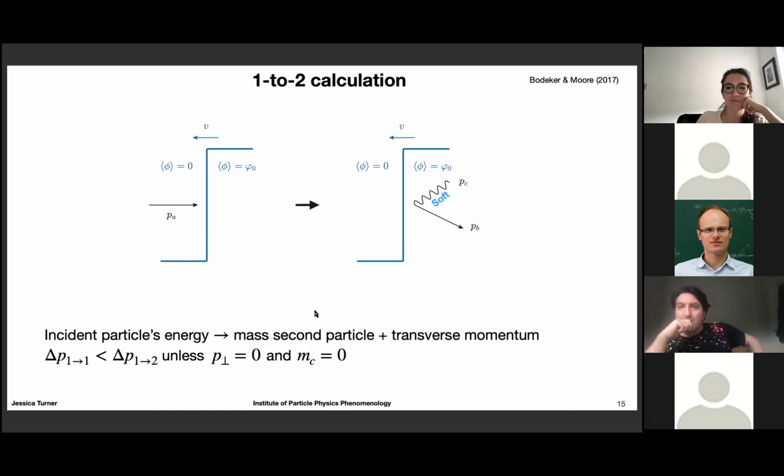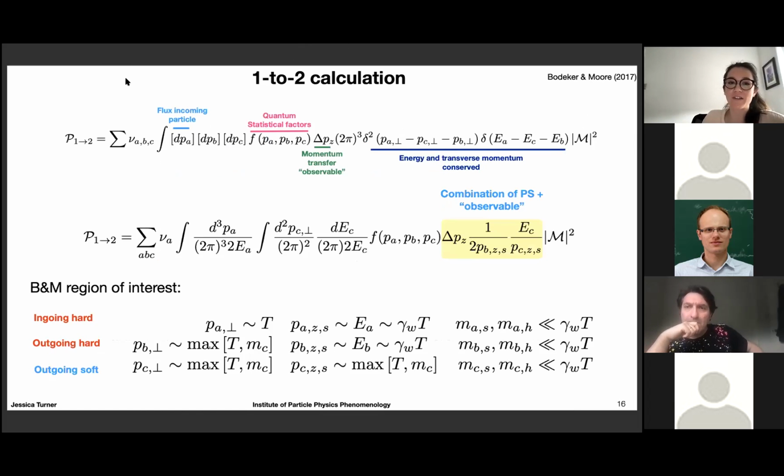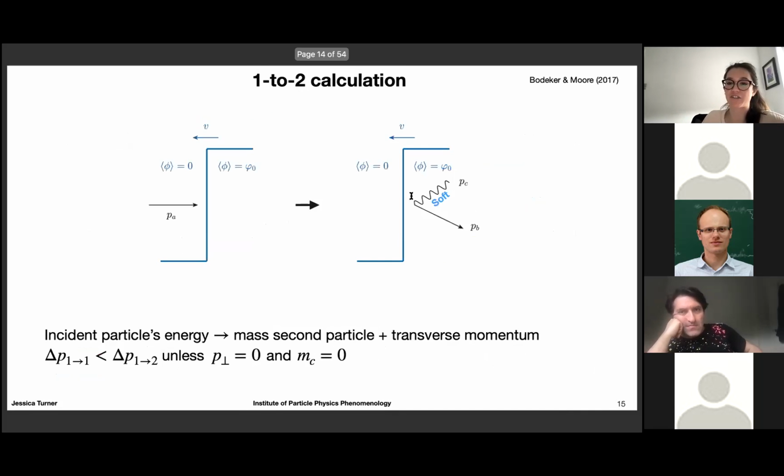precisely because you've used some of the energy to create two particles in the final state and redistribute the transverse momentum. Okay, so we can go back to our master equation we had on the first slide, where we have our flux of incoming particles, our phase space, some quantum statistical factors which account for the nature of the incoming and outgoing particles. Again, we have our observable, which is a momentum transfer, and then we have our 3 delta functions, and we have some matrix element squared, which tells us how probable the particular interaction is.